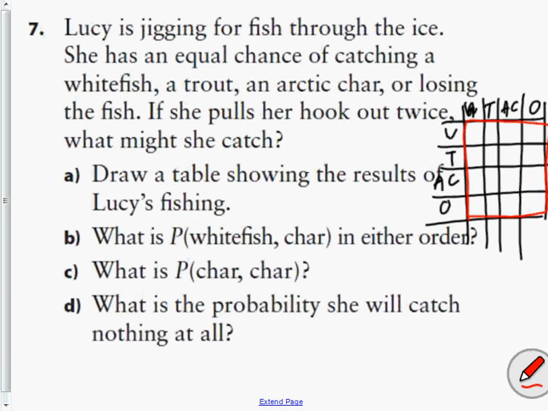And what is the probability that it's a whitefish and char in either order? Well, whitefish char would be there, and Arctic char whitefish would be there. So that's 2 out of 16, which I believe is 12.5%. What is the probability of char char? There was only one part out of 16, which would be 6.25%. And what's the probability she will catch nothing at all? Same as char char. It's 1 chance out of 16.